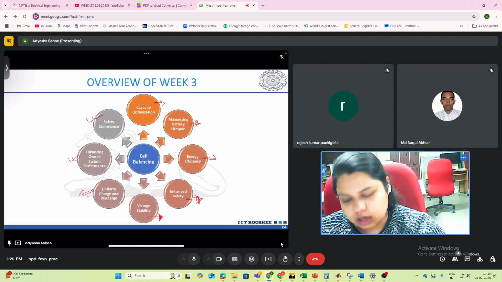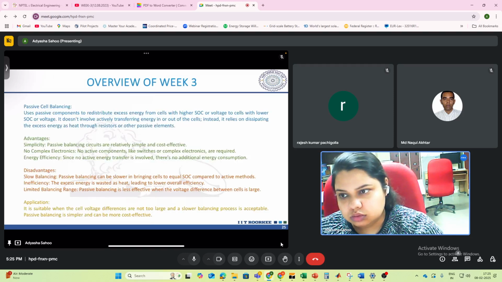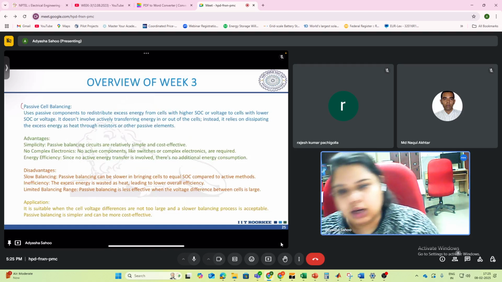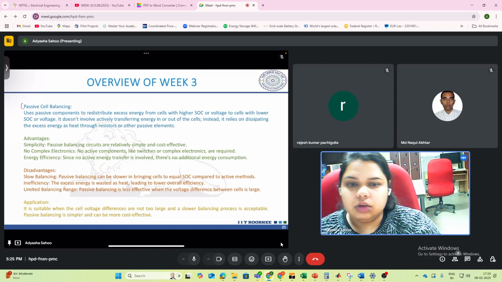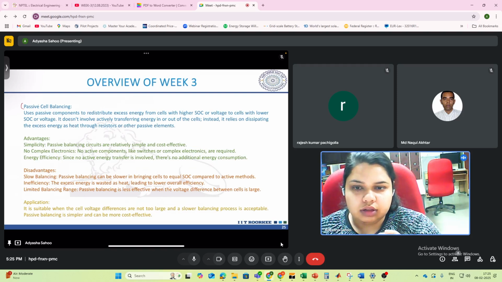Then to achieve this cell balancing, we have basically two methods. One is passive cell balancing, the other is active cell balancing. What happens in passive cell balancing is, let's say there are two or three cells. The cell which has the highest SOC, we try to discharge it and bring it to the voltage level of the cells which have lower SOC.